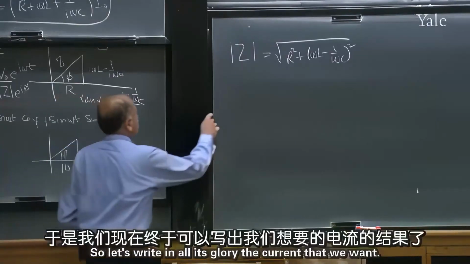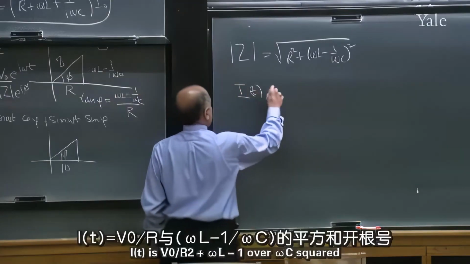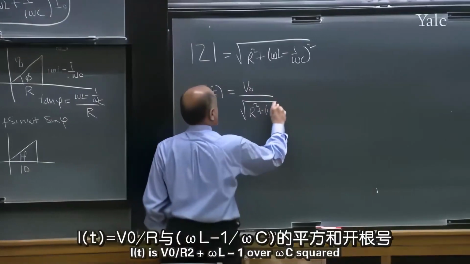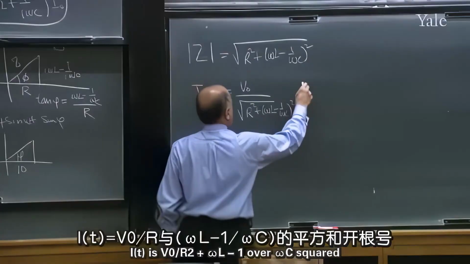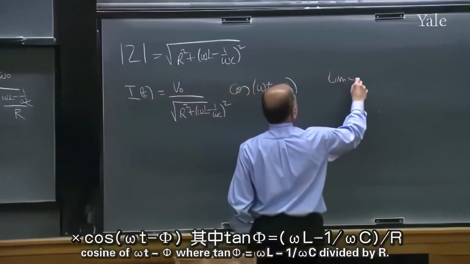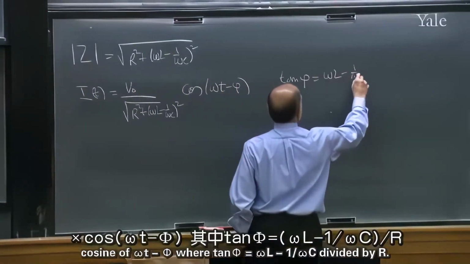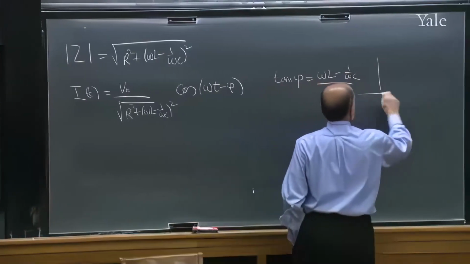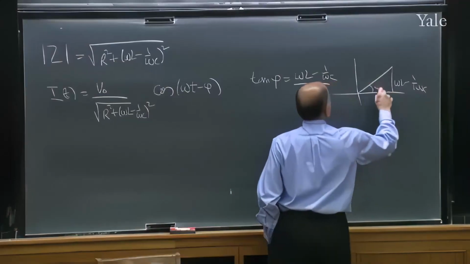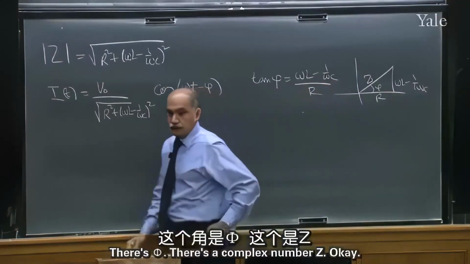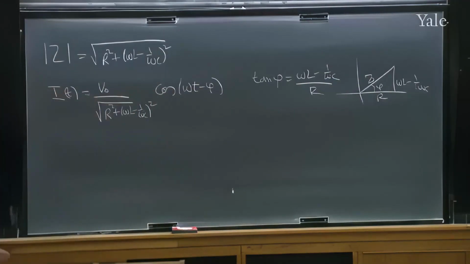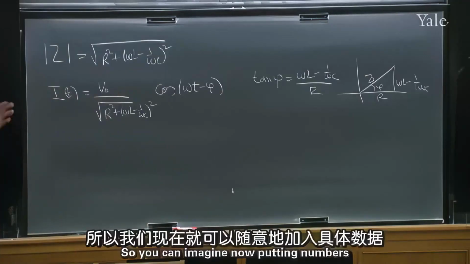So let's write in all its glory the current that we want. I of t is V0 over the square root of R squared plus omega L minus 1 over omega C squared, times cosine of omega t minus phi, where tan phi is equal to omega L minus 1 over omega C divided by R. Here's the picture. Here is R. Omega L minus 1 over omega C. This is phi. This is the complex number Z. Okay. So you can imagine now putting numbers and getting what you want.